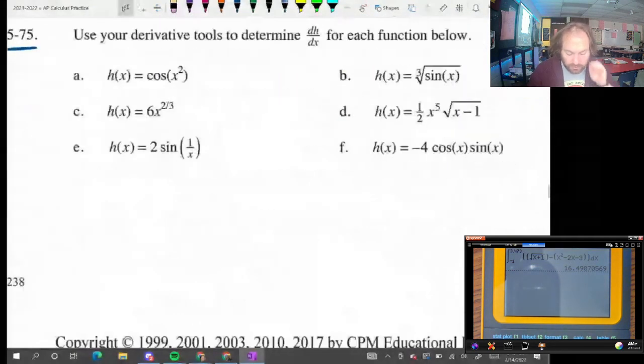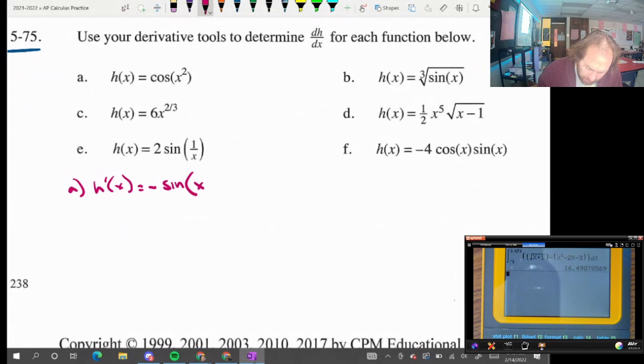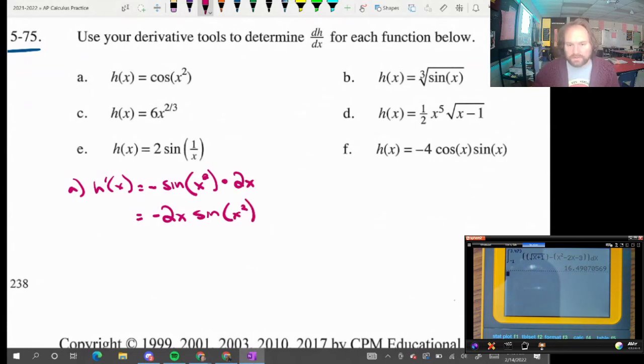575, we're going to use all the derivative tools to determine just the derivatives for these. Here we go. Let's make it happen. For question A, h prime of x, the derivative of cosine is negative sine. You leave that inside part alone. Now we're going to multiply by the derivative of it. The derivative of x squared is 2x. So our final answer is negative 2x sine of x squared. That's the derivative for A.